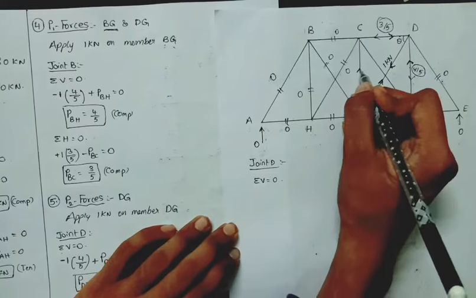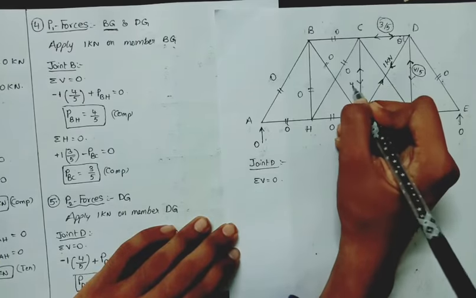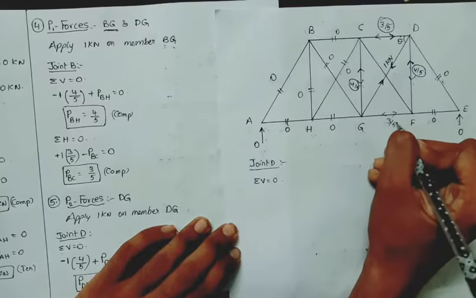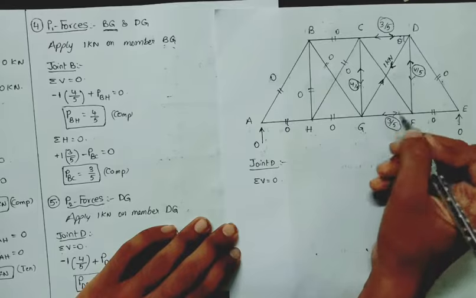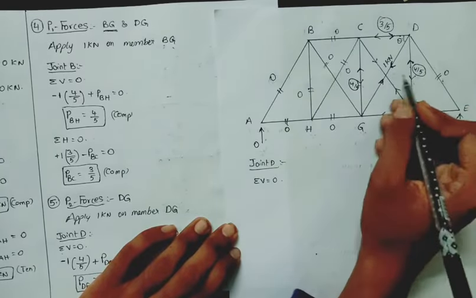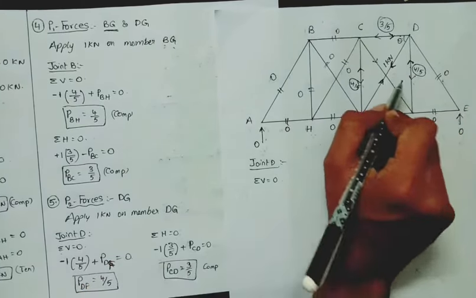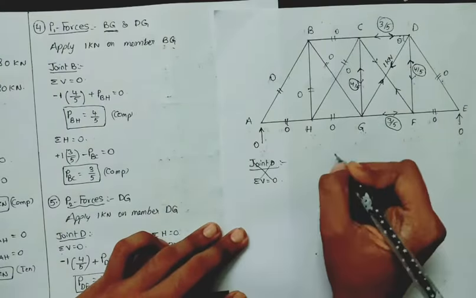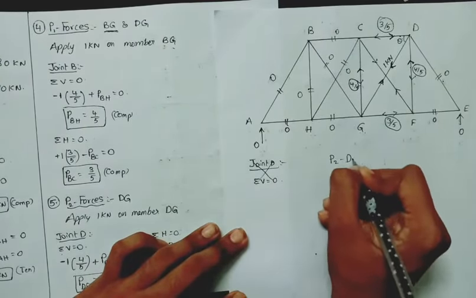Similarly, calculate joint C. You will obtain again here 4 by 5 and this one will be 3 by 5 compression. So, these 4 members are in compression and this member PCF will be in tension, 1 kilonewton. Okay. So, this diagram is known as P2 diagram.